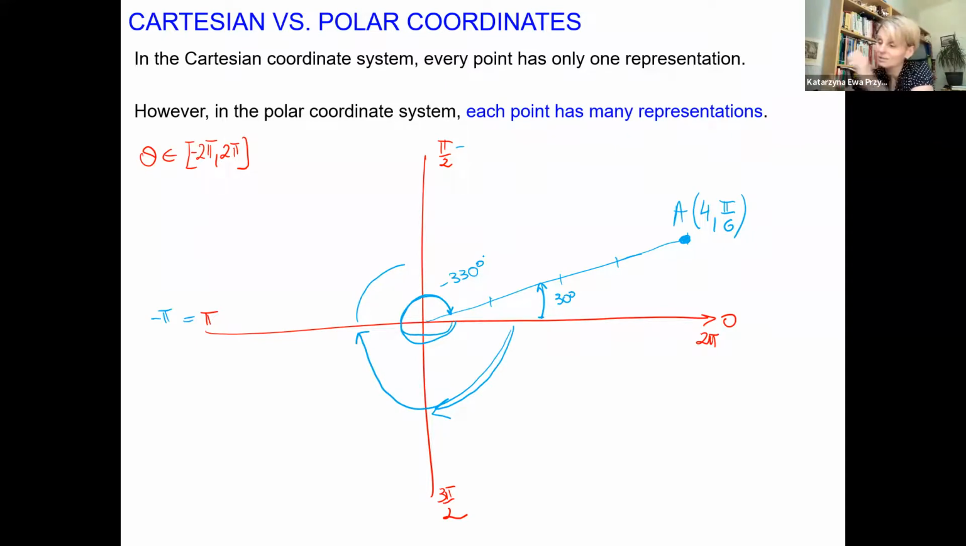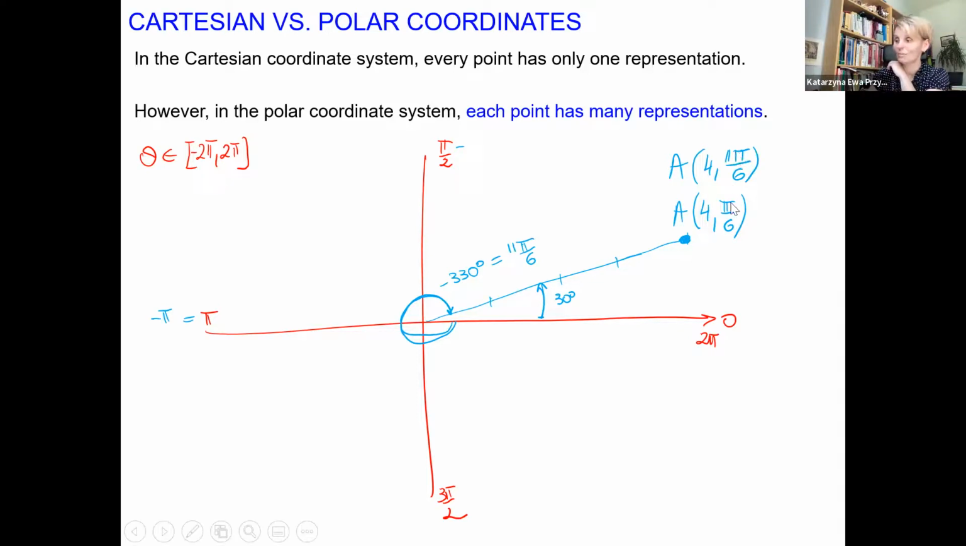And negative 330 is how many times 30? 30 times what to get 330? 11. 11 times pi over 6. Of course, that's the unit circle. Oh, my dog, I'm sorry. Okay, that means I can also say that point A can be defined with 11 pi over 6. Okay, 11 pi over 6 or pi.